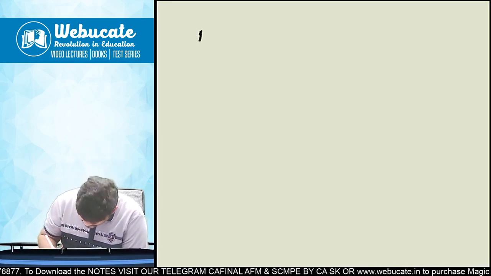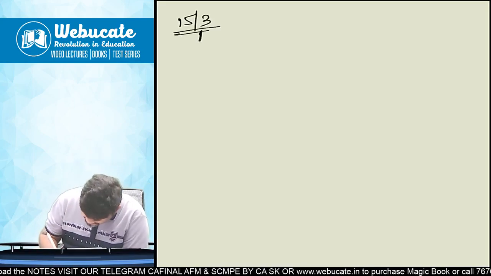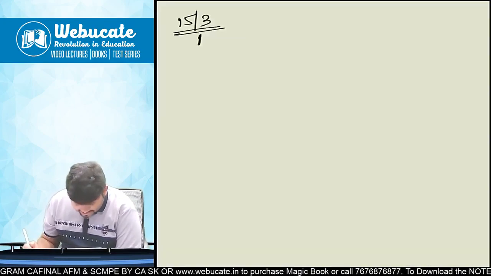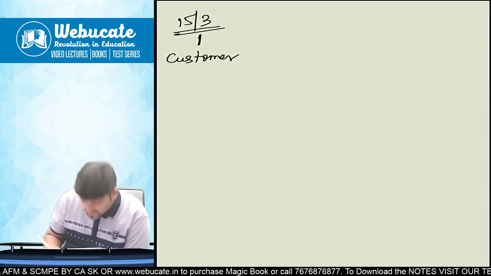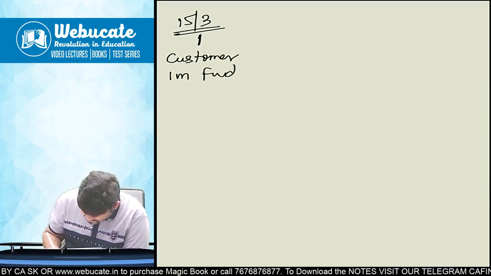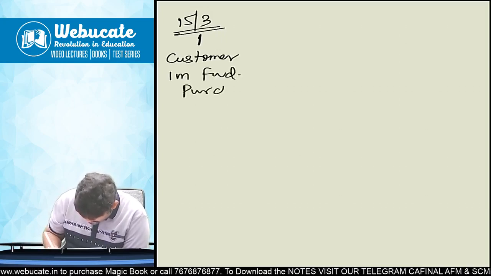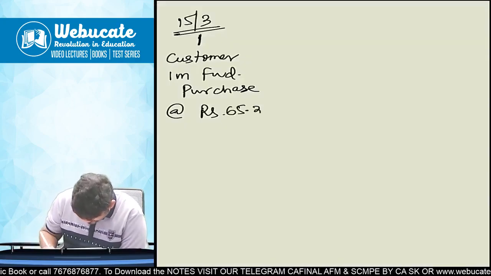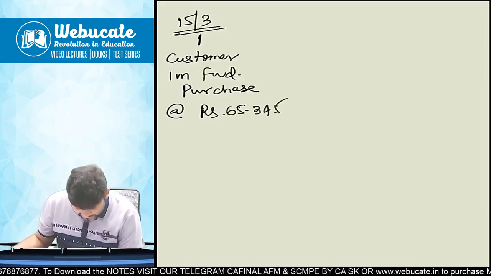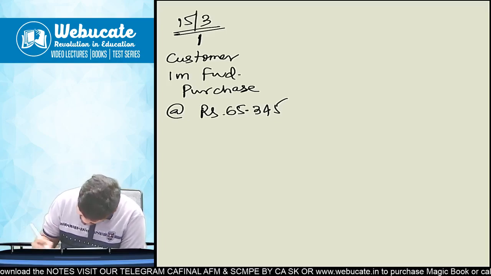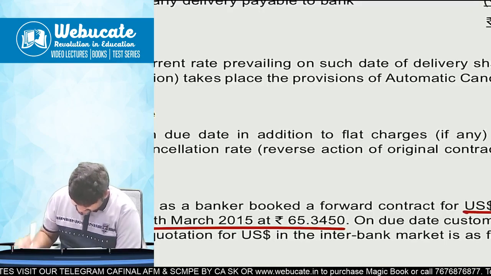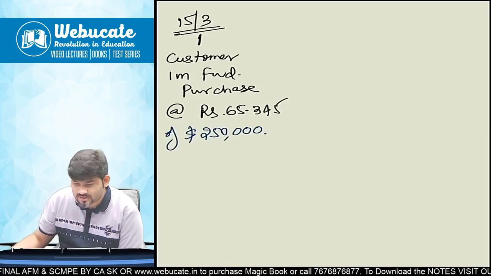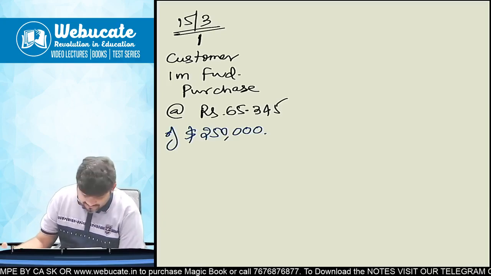We will quickly make the timelines. On 15th March, what is happening? Customer forward purchase, banker forward sale. The customer comes to us for a forward purchase at the rate of rupees 65.345. This is the first line of $2,50,000. So the customer has come to us for a forward purchase at 65.345 for $2,50,000.